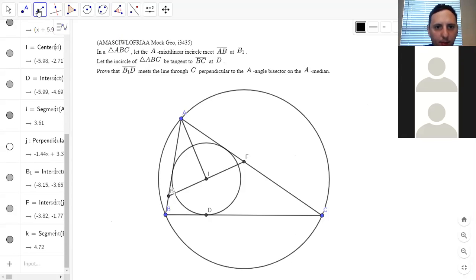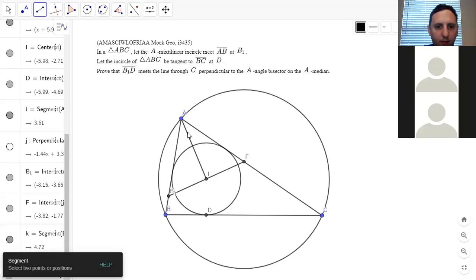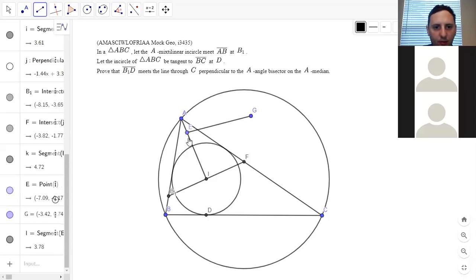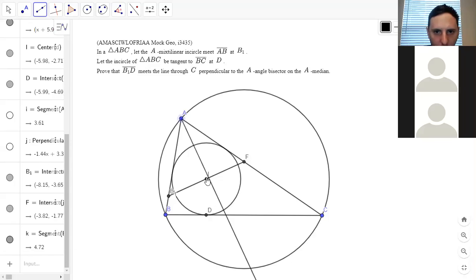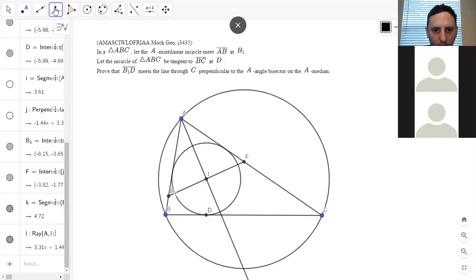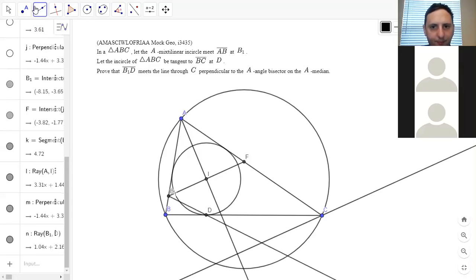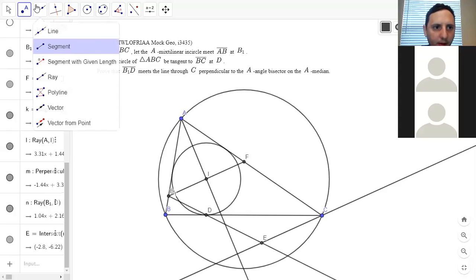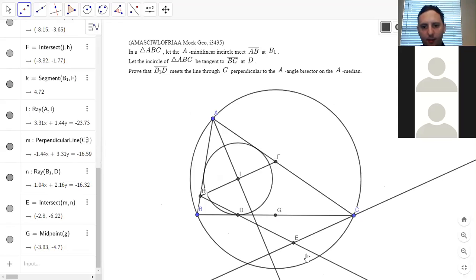And we want to show that B1D. Okay, so really we want to draw this whole ray right here. So let me draw the ray, the line through C perpendicular to that. So basically parallel to B1F, right? We try to figure out where B1D meets that, and we're saying it meets it on the A median. So we could take the midpoint of BC. Let's call it M. We want to show that A, M, and E are collinear.